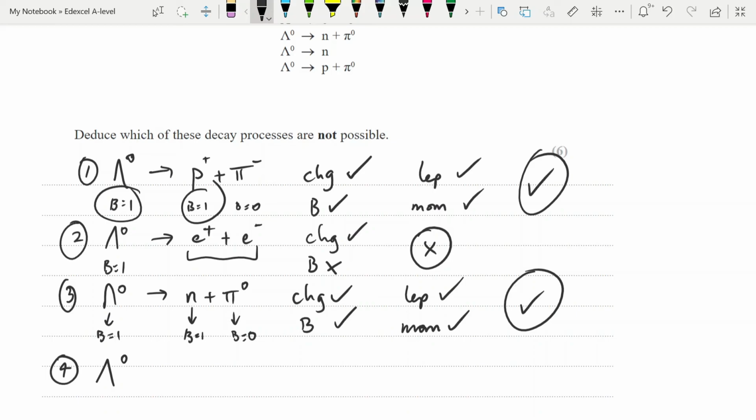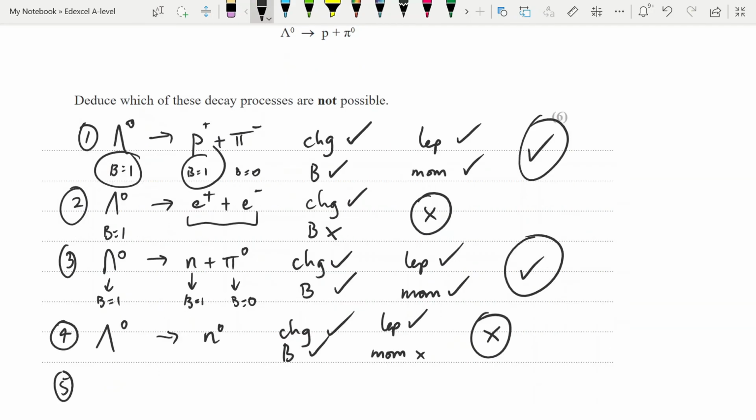4. In this case, our charge is good. We have our neutral lambda particle and a neutron, which we know has a neutral charge. Charge is conserved. Baryon number will be conserved because we've got a baryon number of 1 on the left and a baryon number of 1 on the right. Lepton number is still 0, 0, all good. Momentum here, however, is not conserved because you cannot have a single particle, whether it's still or moving in any particular plane, decay into another single particle. So number 4 is out as well.